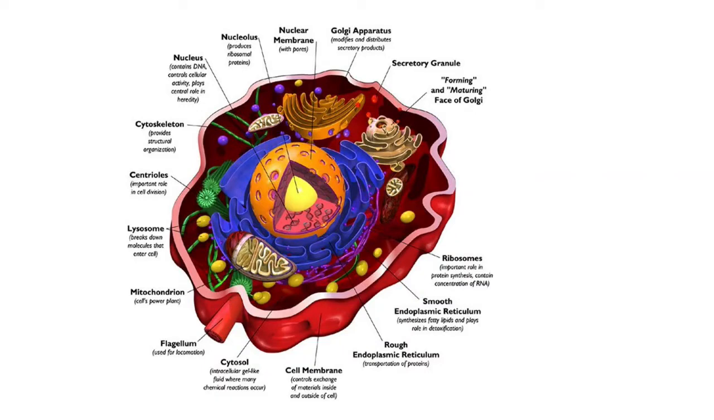Ribosomes are important in protein synthesis. They contain a concentration of what? RNA. So whenever there is a protein in the cell, it is the responsibility of the ribosomes to synthesize it. The cytosol is the intracellular fluid found within the cell. That is what makes sure that these organelles don't knock each other.